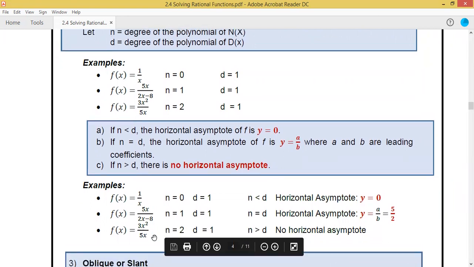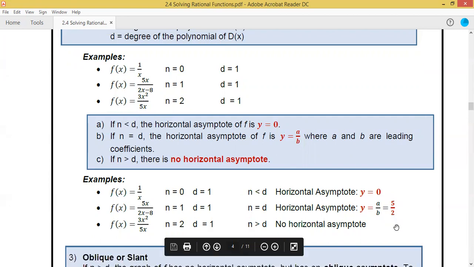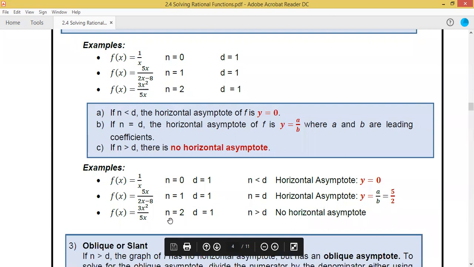For example, in the first one, the numerator's degree is less than that of the denominator. So our horizontal asymptote is y equals 0. For the second example, both are equal. So we divide their leading coefficients. That's 5 over 2. So our horizontal asymptote is y equals 5 over 2. For the third example, the numerator's degree is greater than that of the denominator. So there is no horizontal asymptote.